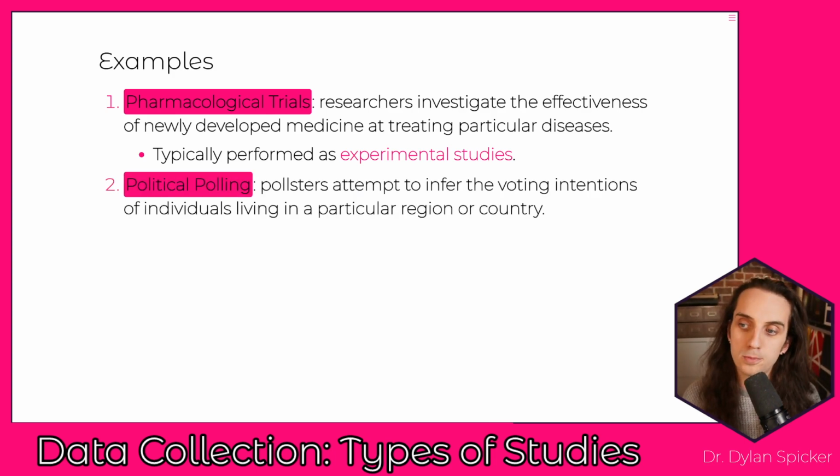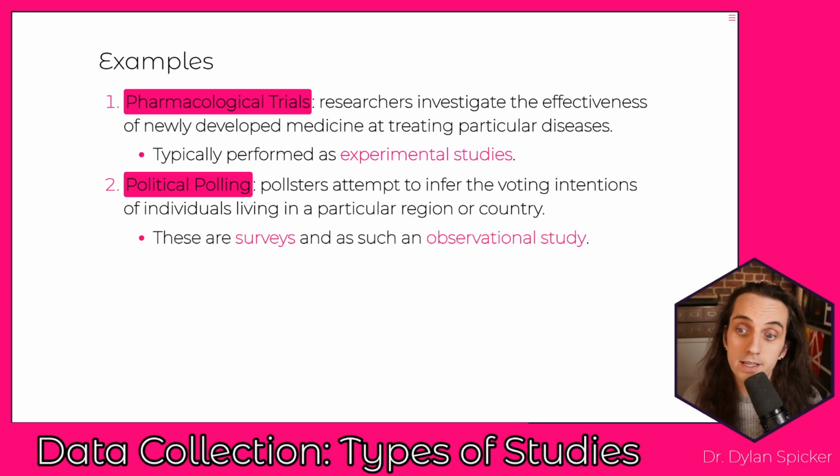And think about political polling, right? Pollsters are going to try to infer voting intentions for individuals that live in some region or in some country, right? And they do this typically by reaching out to a group of individuals and asking them for their voting intentions, right? In this case, a political poll is a survey, right? You're reaching out to individuals, you're asking them a set of questions, and all surveys are going to be thought of as being observational studies.